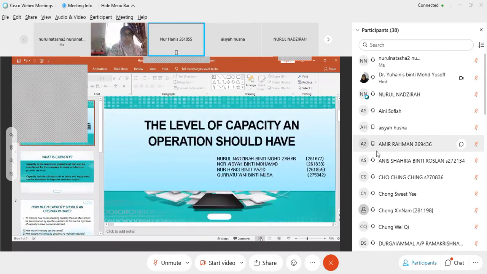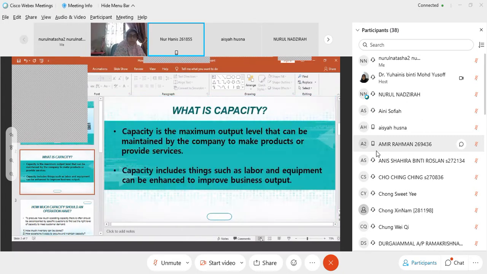Today, I will explain how much capacity an operation should have. So first, for your information, capacity is the maximum level. Let me see the first slide, please.